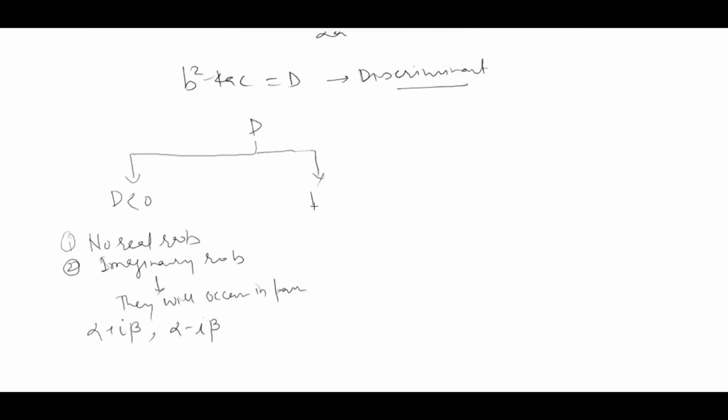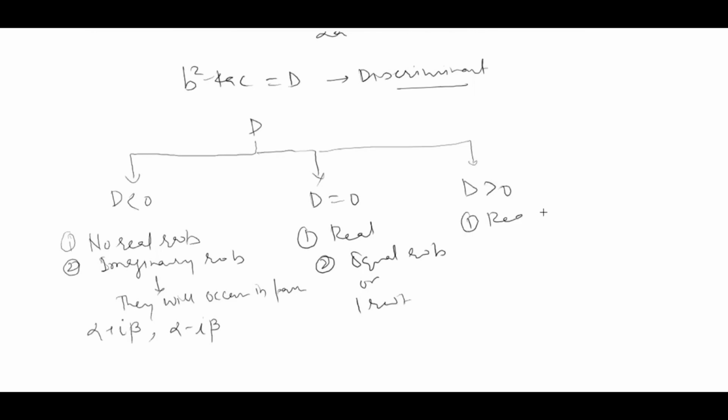When d is equal to 0, then we say that the roots are real and equal. These roots will be real and equal, and actually there will be one root. Or you can say one root in this case. And then when d is greater than 0, there will be real roots, and of course there will be non-equal roots as well.